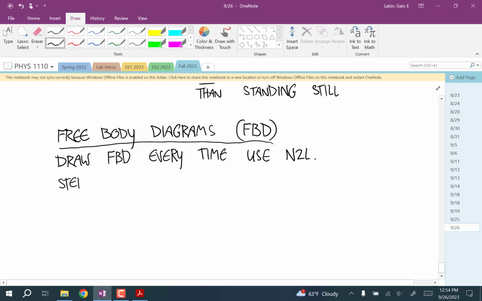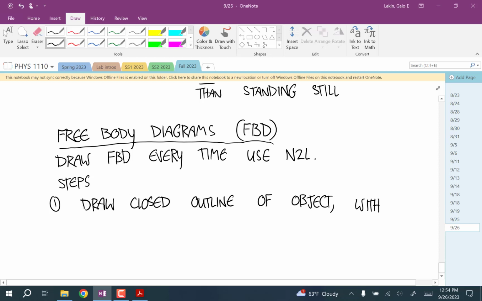So here is a set of steps. First, draw a closed outline of the object. It doesn't have to be artistic. It just has to show what the boundary is between the object that you're considering and everything else, okay? And this outline should have no internal details and no external objects. It's just a line that shows the boundary.